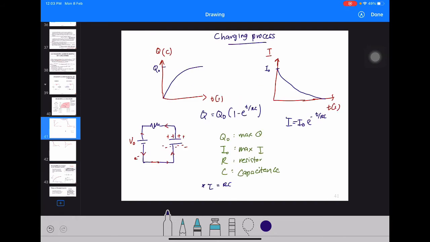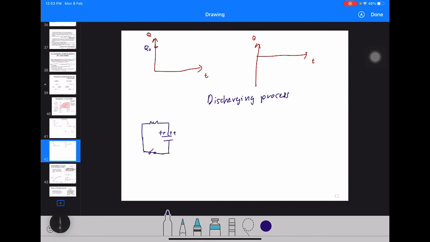Just now I drew positive there, negative there, so positive here, negative here. The moment we close the switch, what will happen is that the electrons will start to flow back. So all the electrons being pushed on this side go through the resistor and to the other plate's position. So the charge will decrease, and eventually it will become 0. At the same time, the current will flow, but now it will flow in the opposite direction.